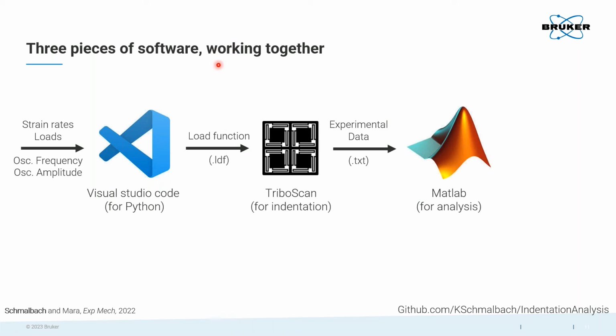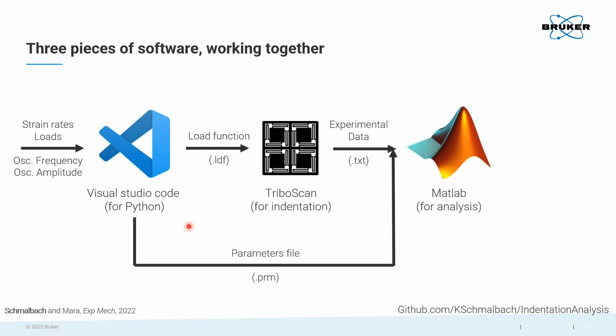So one problem that we have, though, is that we need these input parameters that we put into the load function to get into the analysis, because we need to know, for instance, when those strain rates were changed and what strain rates those are. And so this creates a second file called the parameters file, or the PRM, so that we can get these inputs into our analysis. And then the analysis is going to give us, among others, the strain rate sensitivity, m, and activation volume.